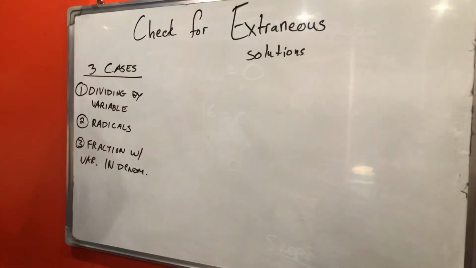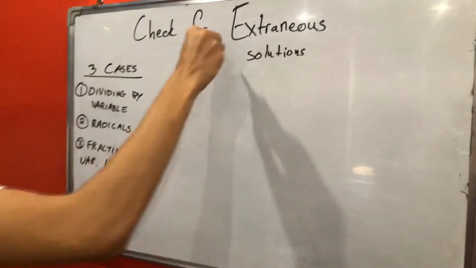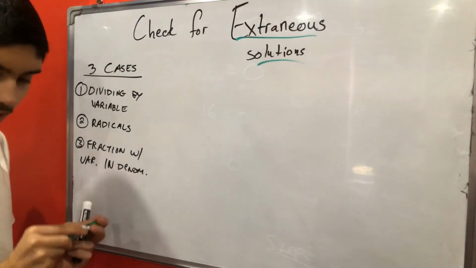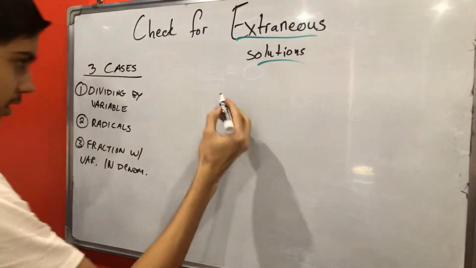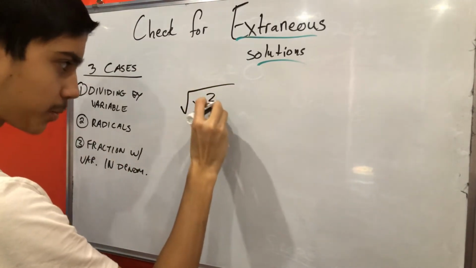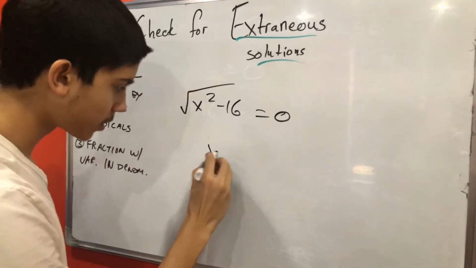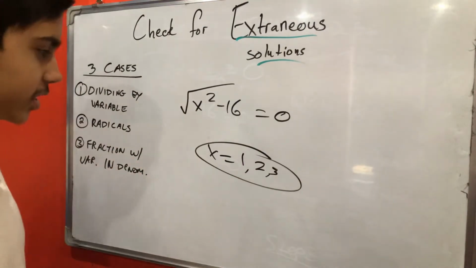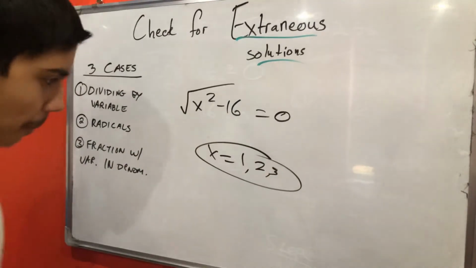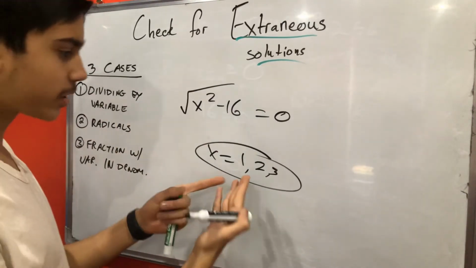So there are three cases when we have to test for extraneous solutions. An extraneous solution is like, let's say we have an equation, maybe like, the square root of x squared minus 16 is equal to 0. And let's say we solve for x and we got x is equal to 1, 2, 3. Obviously they're not, but let's say we used algebra and we got this. We know it's not true, but let's just say we got this.